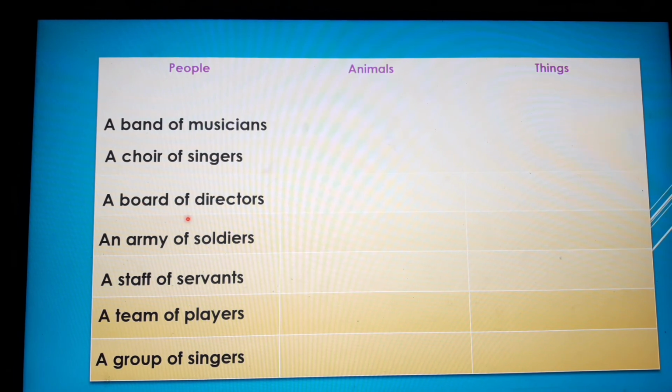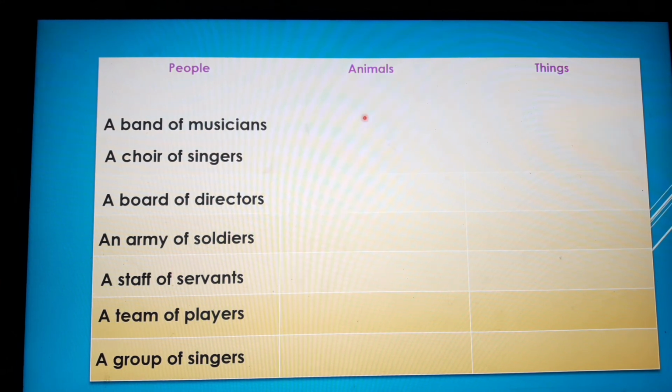A board of directors, board, so board of directors, this is the collective noun. An army of soldiers, so army of soldiers. A staff of servants, a staff of servants. A team of players, so team of players. Next one, a group of singers. For the singers, we'll say group, a group of singers.